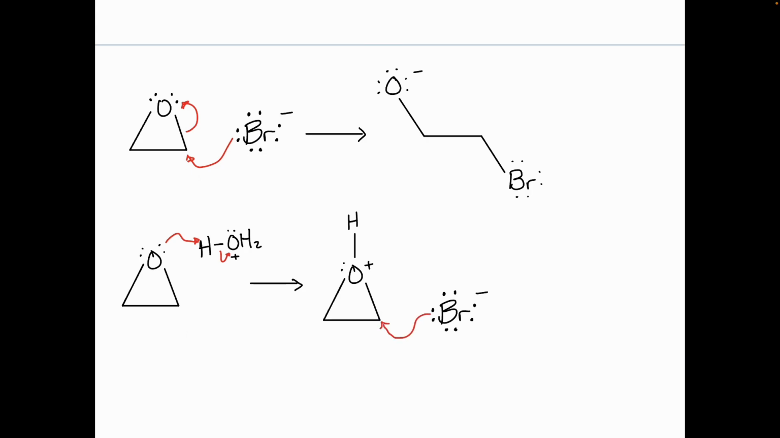The bromide will come and attack, and that will lead to this ring opening reaction. And notice that by protonating that oxygen first, now when that ring opening reaction occurs, I don't have this alkoxide ion, I already have a protonated oxygen. So I just have a hydroxyl group.